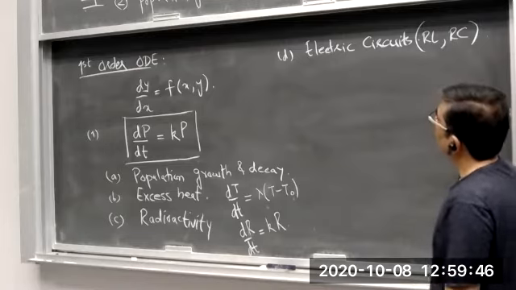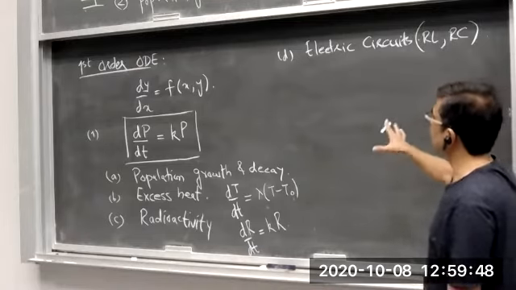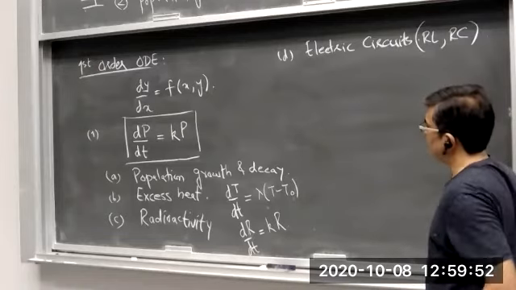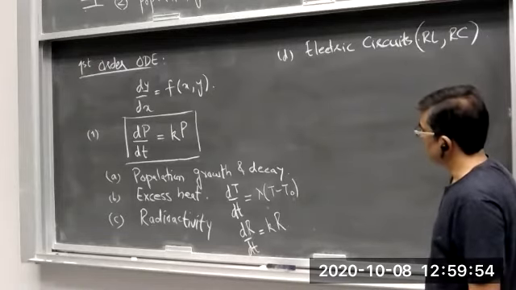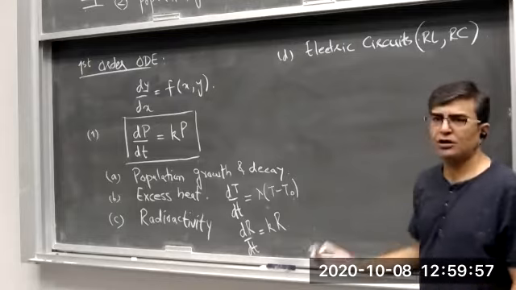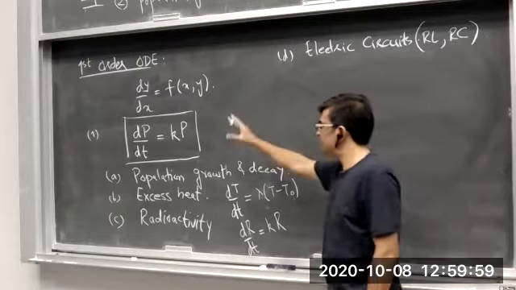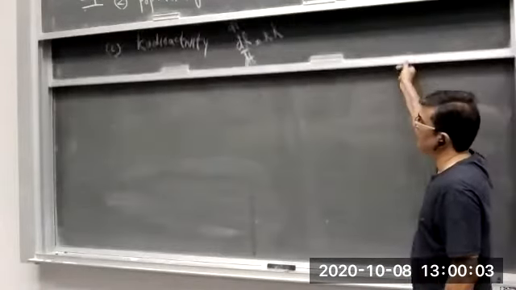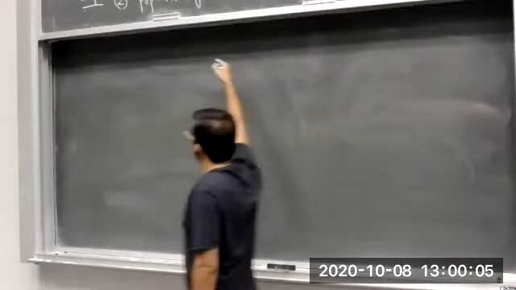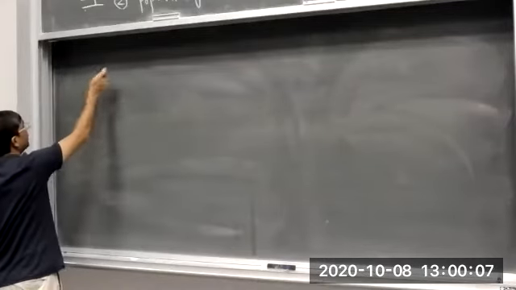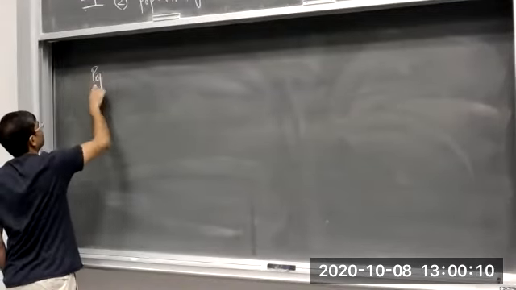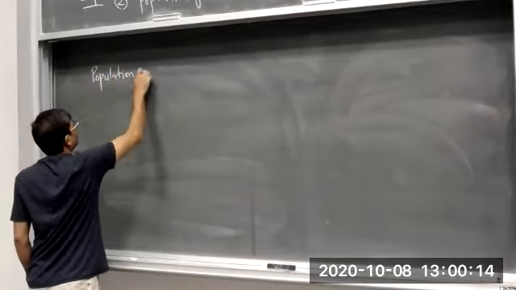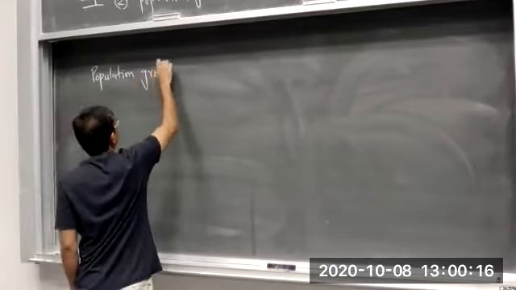ठीक है. Now let's discuss one by one these phenomena which we can model using the first order differential equation of this kind. If you have any question, you can ask me. First of all, we shall discuss population or population growth and decay models.